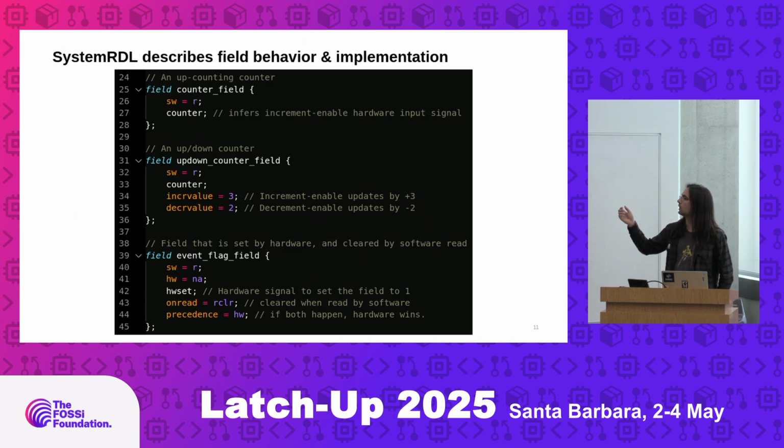The next one, we can do something a little more clever. We can say, oh, this is an up-down counter that we can either increment or decrement. And not only that, we can increment by 3 and decrement by 2. I don't know why you'd want to do that, but you can.